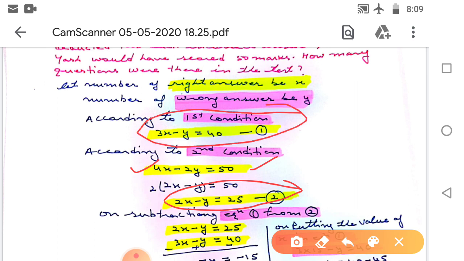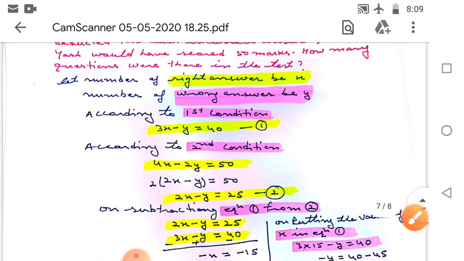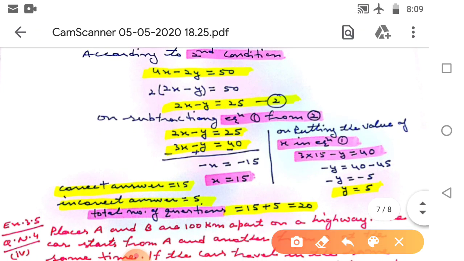And the first equation is 3x minus y is equal to 40. Right? Solve these two equations. Here, look, 2x minus y is equal to 25 and 3x minus y is equal to 40. Subtracting, x is equal to 15.